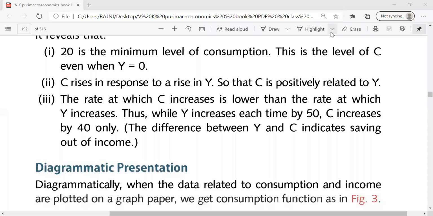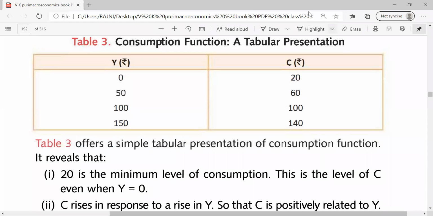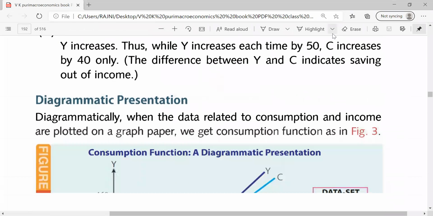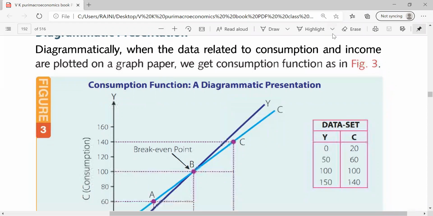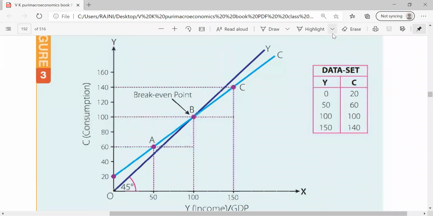As we can see very well in the table, the income is increasing by 50 at every level, but the consumption is increasing by 40 at every level. So income and consumption are both increasing, but consumption at a lower rate than the income. Now we can represent this in the form of a diagram also. Diagrammatically, the data is mainly related to consumption and income. We will plot it on a graph and it will be shown like this.